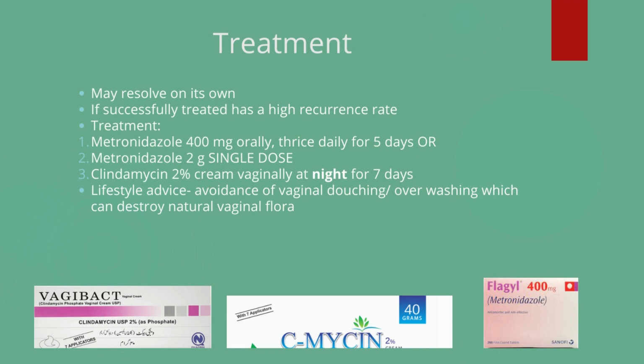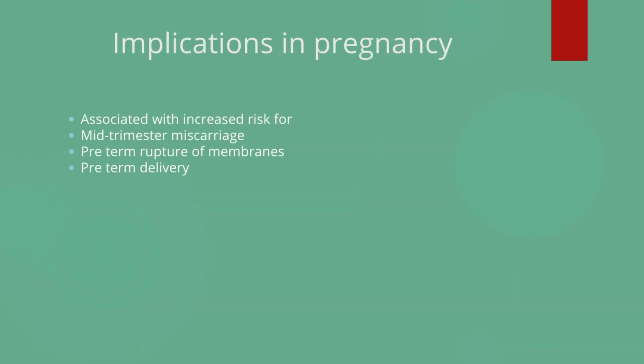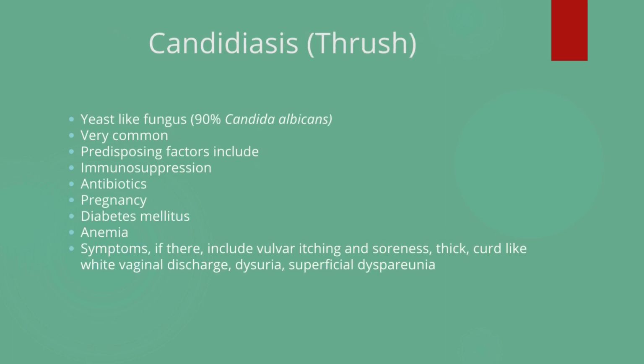Then, lifestyle advice: avoid vaginal douching or overwashing, which can destroy the natural vaginal flora. I don't know why people do this. The vagina has its own mechanism of self-cleaning. There is no need to externally take these measures to clean it because you ruin the flora. And if you ruin the normal flora, you are inviting pathological flora to take over. So that's just wrong. What are the implications of bacterial vaginosis in pregnancy? Well, there's an increased risk for mid-trimester miscarriage, preterm rupture of membranes, and preterm delivery.